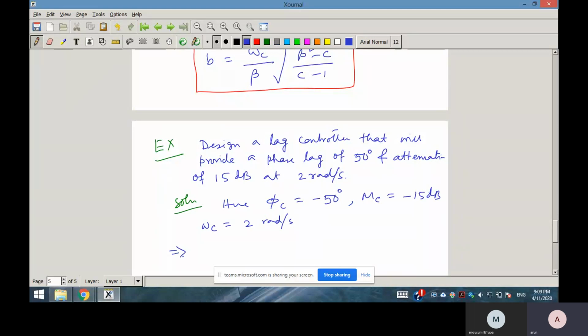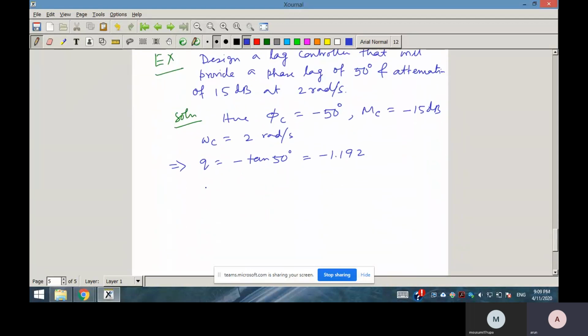So this will imply, what is your Q? Q equal to tan of phi c. So tan of phi c equal to minus tan 50 degrees. If you compute, it will be minus 1.192. And what is C? C will be equal to 10 to the power of Mc by 10. The same C that we have defined in the case of lead controllers. So C will be here in the case of lag controller also. C is Mc by 10, only Mc is negative here.